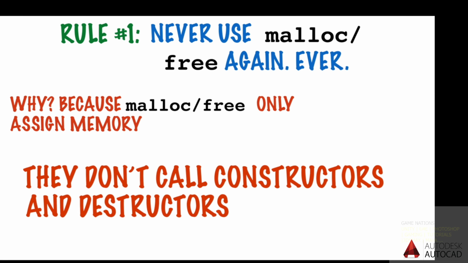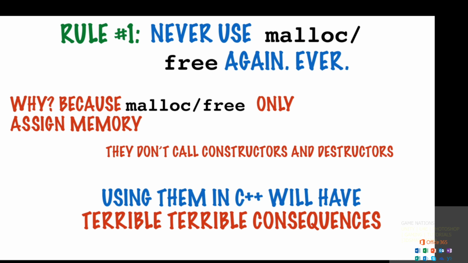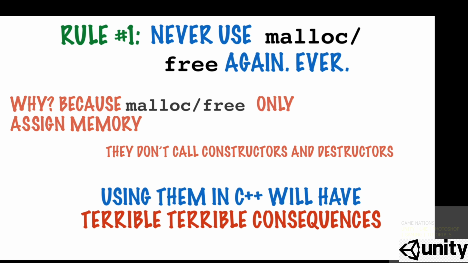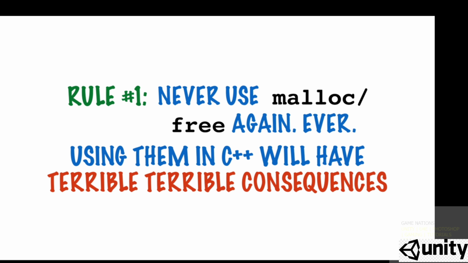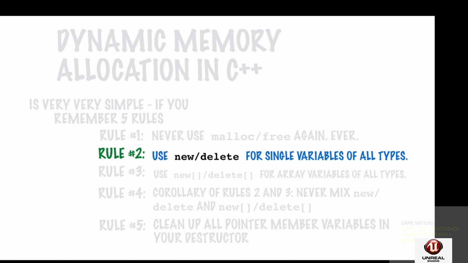The importance of this rule cannot be emphasized enough. Using malloc and free in C++ has terrible consequences. Very strange consequences which you don't realize. Because in C++, you naturally expect constructors and destructors to be called, and malloc and free simply violate this glibly. Do not use malloc and free and avoid terrible, terrible consequences. That leads us right into rule number 2.